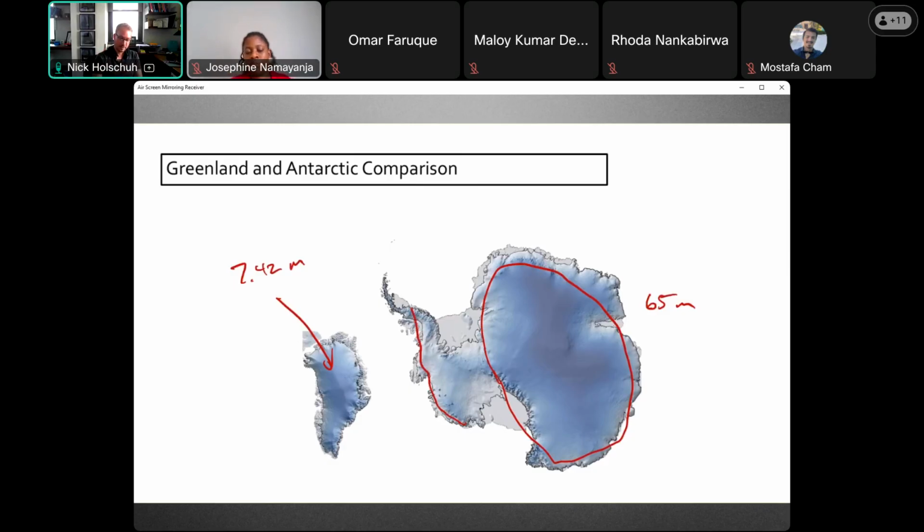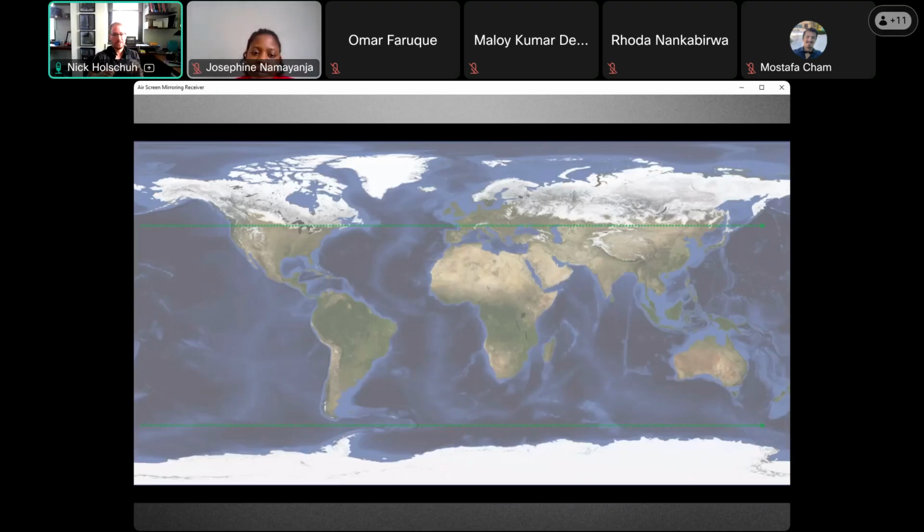West Antarctica contains about 5 to 6 meters of sea level equivalent ice, but a lot of it actually sits on rock that is below sea level. So if you were to melt West Antarctica, sea level would rise by about 3.5 meters. So these are major reservoirs of water. They are situated in very different climatological environments.